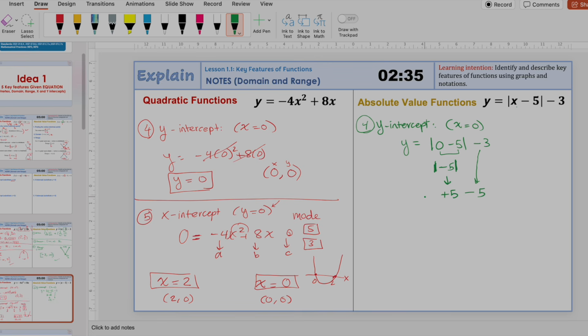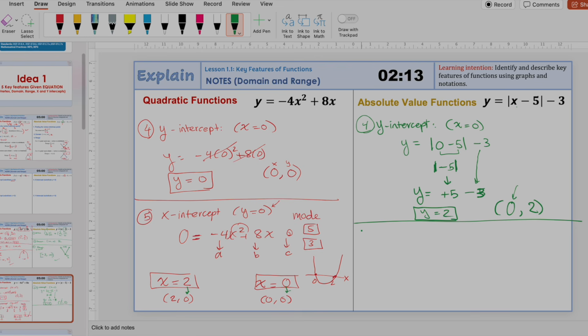So 5 minus 3, 3 is the y. 5 minus 3 is basically 2. So the y-intercept is at 2. So I have a point when x is 0, the y is 2. Always for the y-intercept, the x is 0. For the x-intercept, the y is always 0.